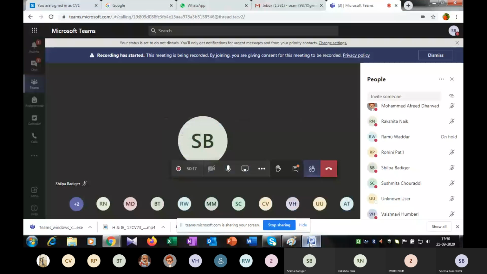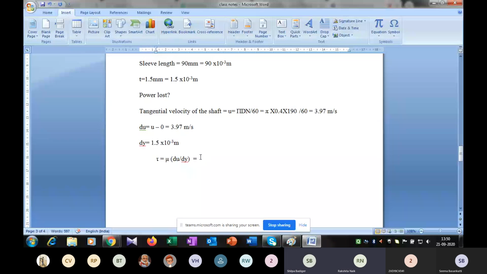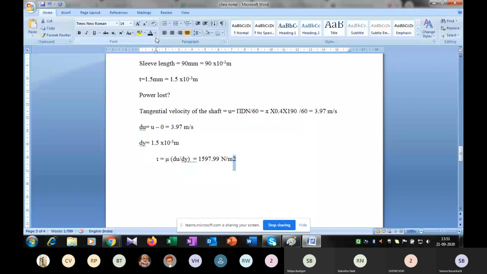What is the value of tau you have got? 1587.99 Newton per meter square, ma'am. Okay, what is the unit? Newton per meter square. Simultaneously calculate the value of F.